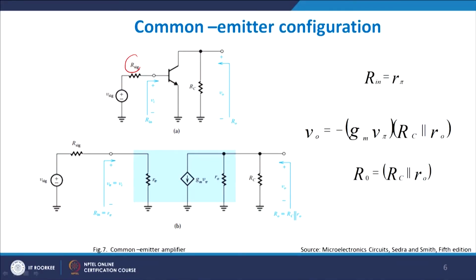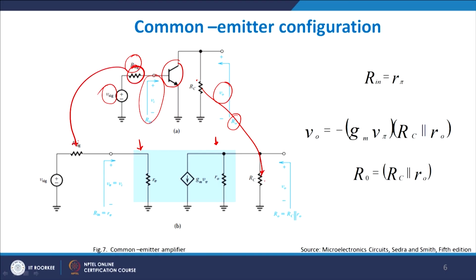The application is something like this: I have a signal source resistance, an input signal, and a BJT, and RC is the collector resistance. Rin is the input resistance looking from the base side, and the output resistance looking from the collector side is RO. Looking outside the blue box, this RC is this RC, and this R sig is this R sig, the signal resistance.